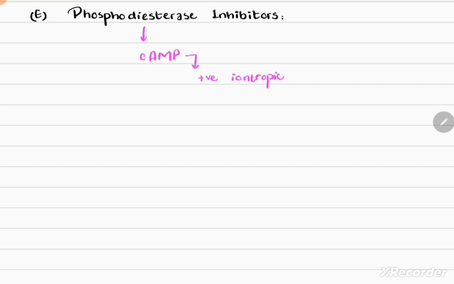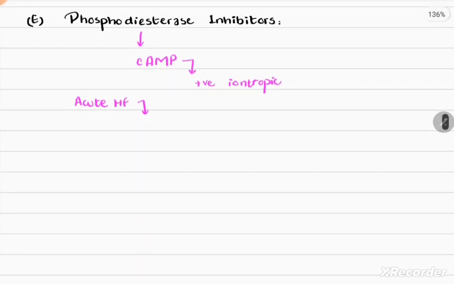So when do we need an increase in the contractility? When there is an acute heart failure. So in the setting of acute heart failure, we use phosphodiesterase inhibitors. The example of this class is milrinone. It is a very widely used inotrope that is used in the setting of heart failure.